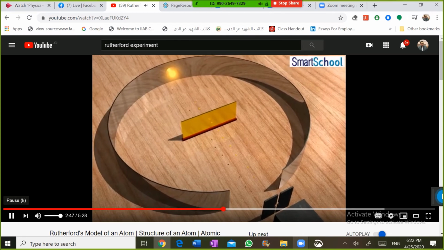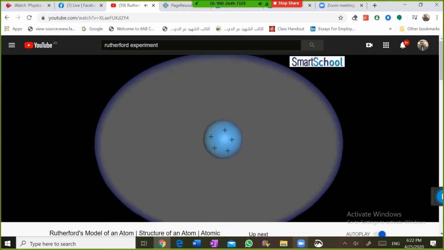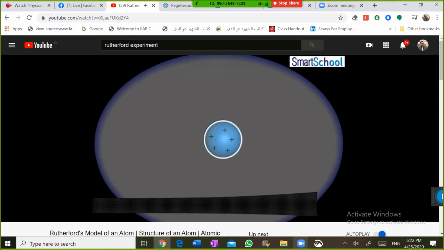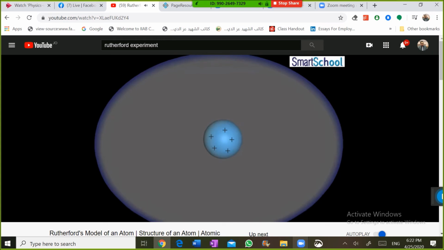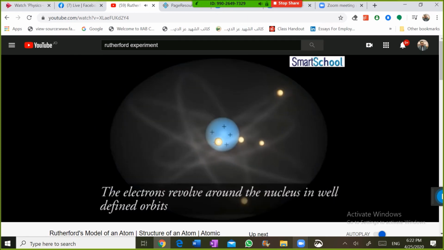Rutherford's nuclear model of an atom. On the basis of scattering experiments, Rutherford put forward a model of atom known as Rutherford's nuclear model. There is a positively charged center in an atom called the nucleus, in which all the mass of an atom resides. The size of nucleus is very small as compared to the size of an atom. Second conclusion. The electrons revolve around the nucleus in well-defined orbits.